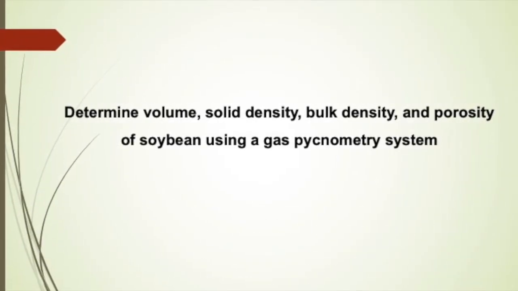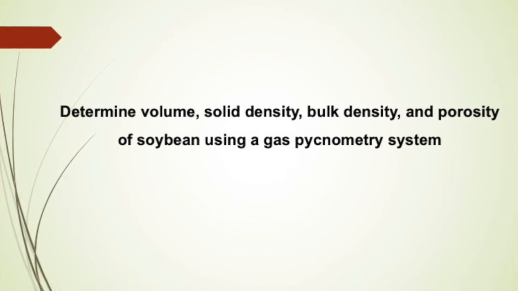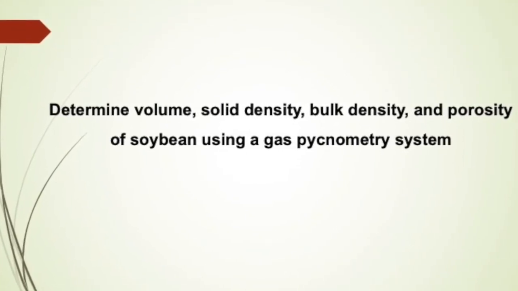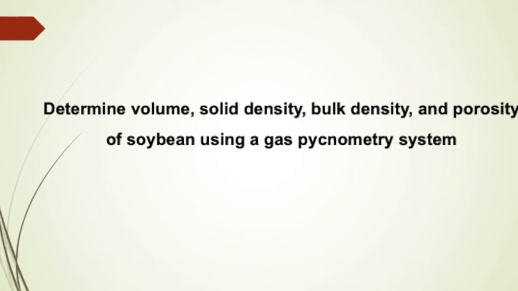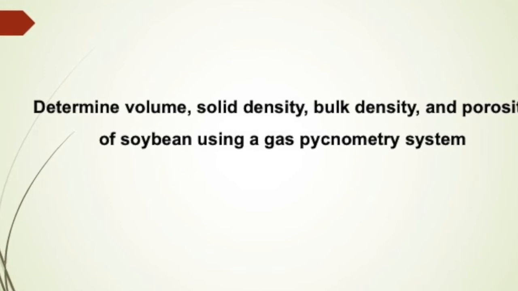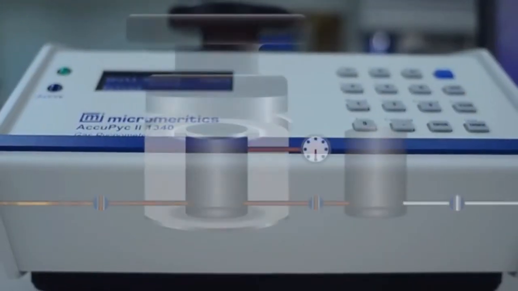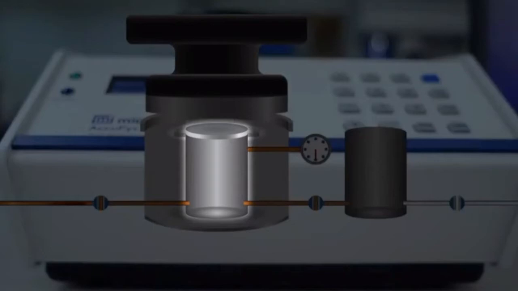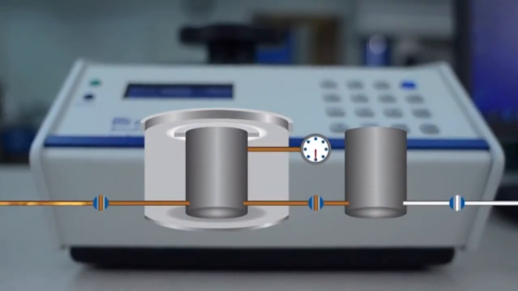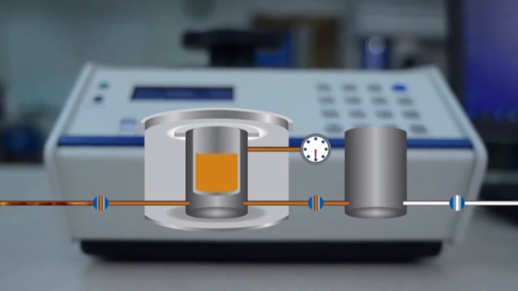Finally, let's watch another video to learn how to determine volume, solid density, bulk density, and porosity of soybean using the third method, a gas displacement pycnometry system. There are two chambers inside the instrument, a sample or filling chamber and an expansion chamber. Note that for some AccuPyc models, the sample is placed in the expansion chamber.